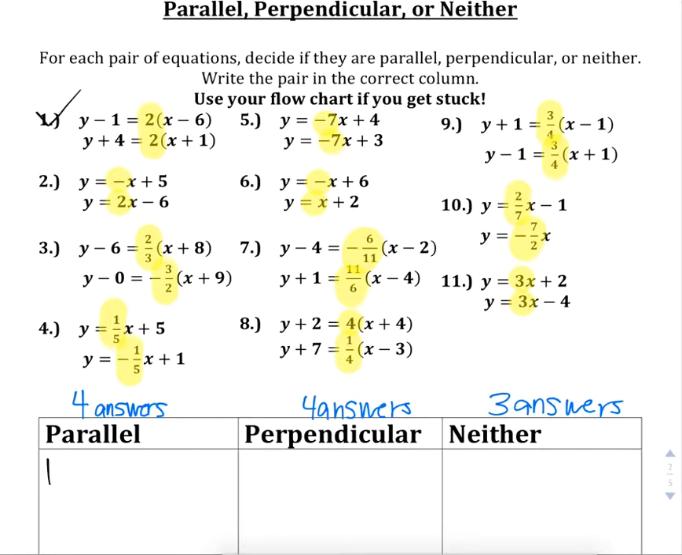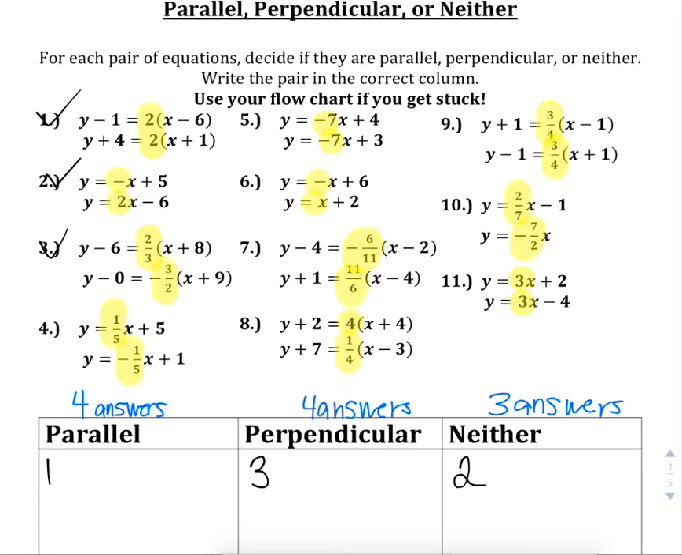Number 2, my slopes are a -1 and a 2. They're not flipped. They're just one positive, one negative. That makes them neither. Number 2 should be neither. Number 3, I have a 2/3 and a 3/2. Those fractions are flipped, and they're also one positive, one negative. So number 3 should be perpendicular. Okay? Hopefully you kind of get an idea of what we're doing at this point.